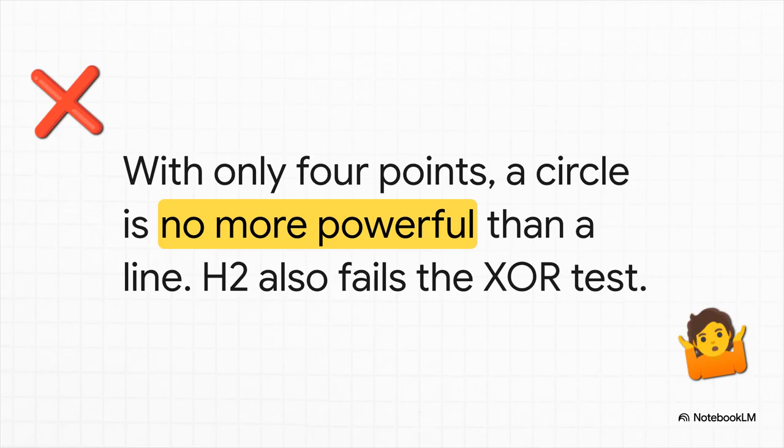Think about it. A circle can loop around 1 point, or 2 points that are next to each other, but it can't draw a clean boundary around 2 points on the diagonal without catching one of the others. And it turns out, a simple line can make every single one of the exact same groupings. So even though it looks fancier, the circle has no extra power here. And that means, just like the line, H2 also fails the XOR test.